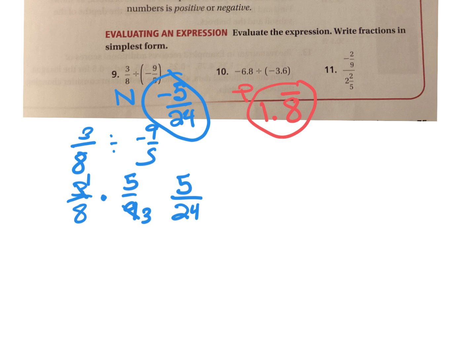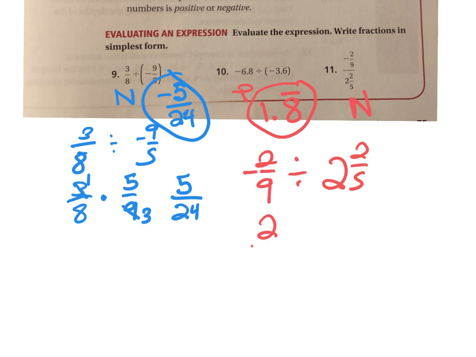All right, number 11, a little bit more complex. I'm just going to rewrite this one. Negative 2/9 divided by 2 2/5. It's a negative divided by a positive, so it's going to be a negative. So I'll put the negative right there.